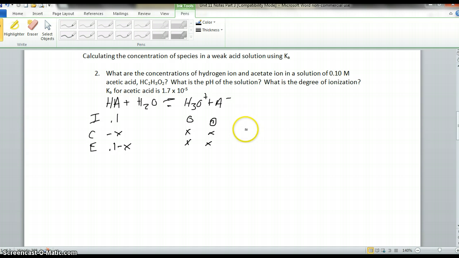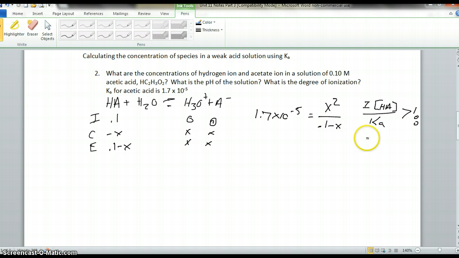But now if you look at this one, we end up with our products over reactants, and we know the value for Ka, it's 1.7 times 10 to the negative fifth. So Ka, 1.7 times 10 to the negative fifth, equals products, x times x, so x squared, over reactants, 0.1 minus x. This looks daunting because it looks like you're going to end up getting a quadratic. However, with these acid-base problems, what you can do is take your initial concentration of your acid and divide it by your Ka value. If this number is greater than 100, then we can get rid of this minus x, or if it's a plus x, we can get rid of that.